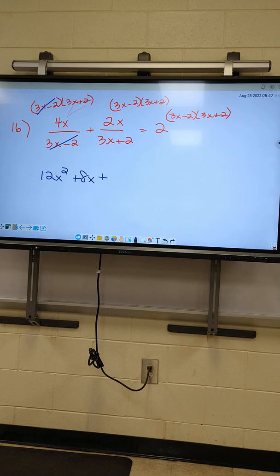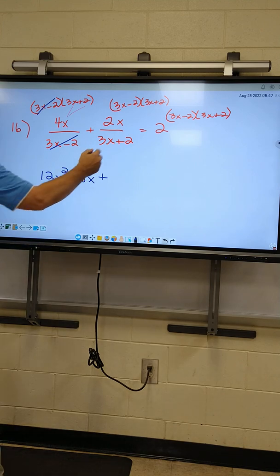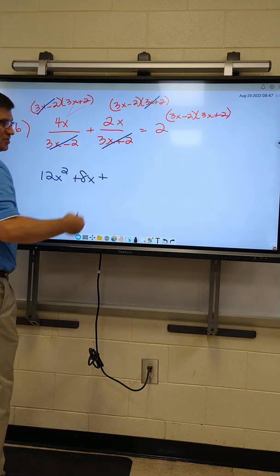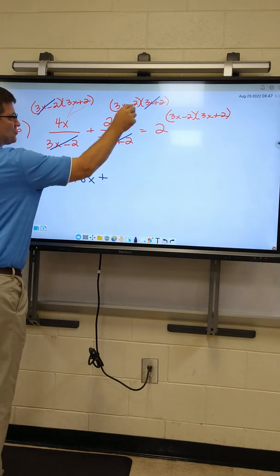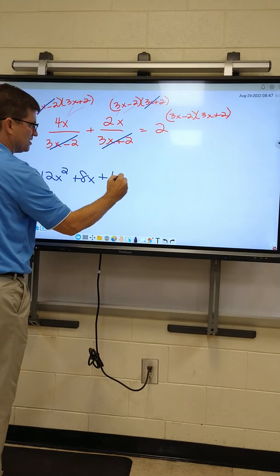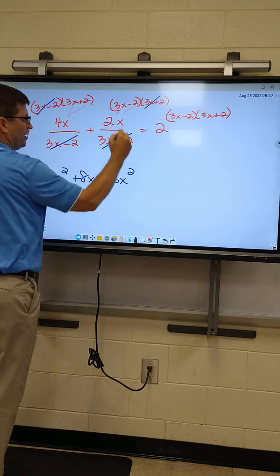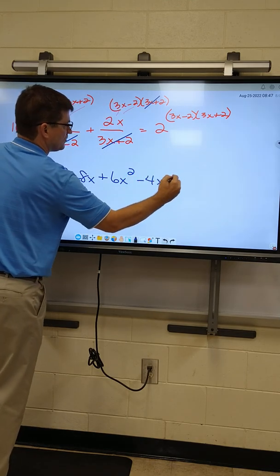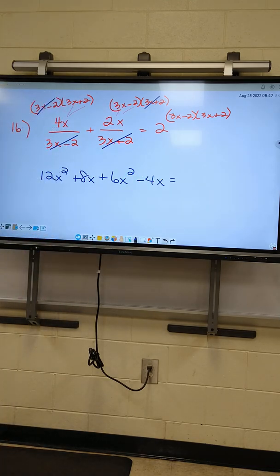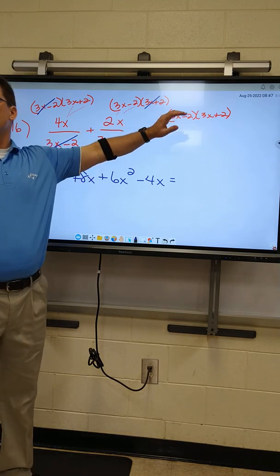All right, let's go to the second fraction. I can mark out the 3x plus 2's, right? Now, same thing, I just got to distribute. 2x and 3x is 6x squared, and then minus 4x. All right, what marks out on the third fraction? Nothing. There's nothing on the bottom.